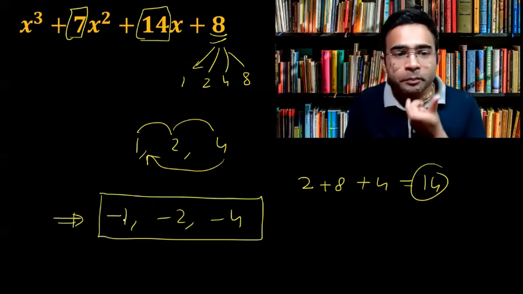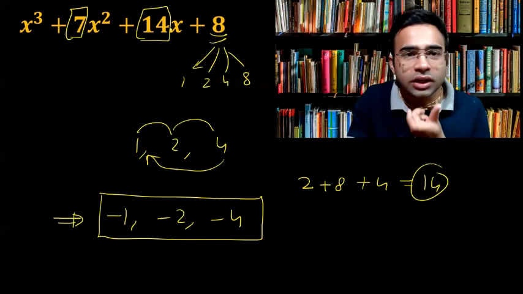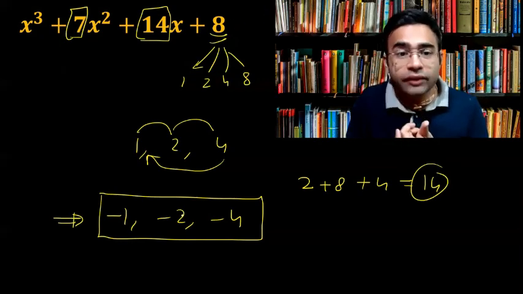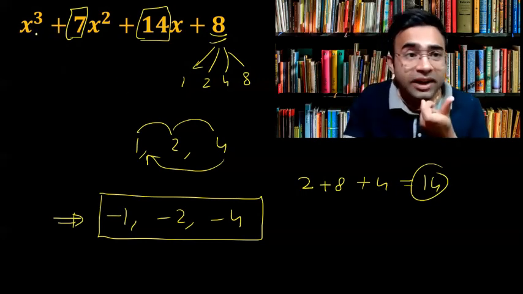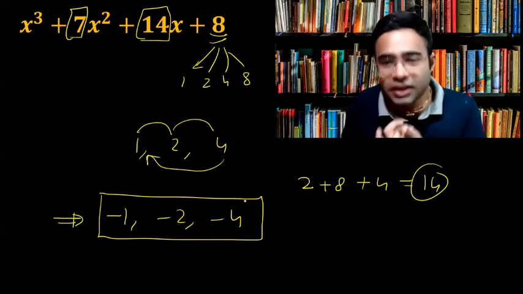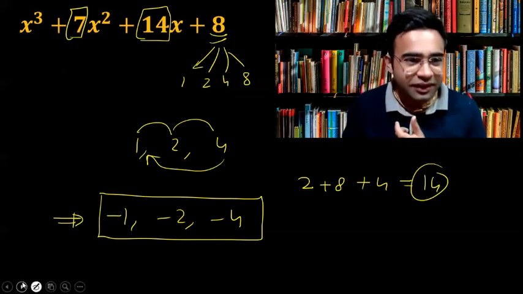Remember, roots means if I put x as -1 here, it will become 0. If I put x as -2 here, it will become 0. If I put x as -4 here, it will become 0. Wasn't that quick, kids? Let's go ahead.